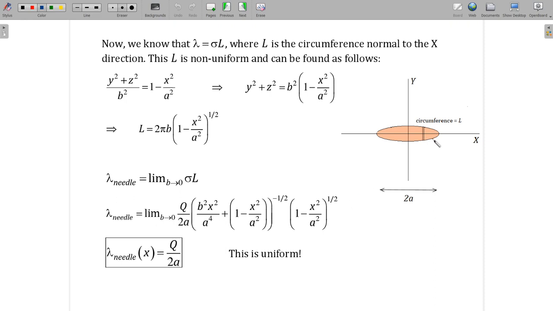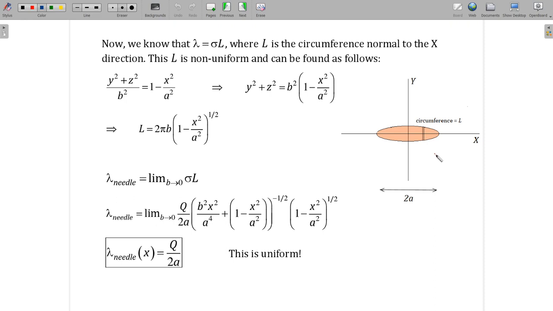And the charge per unit length is independent of y and z. It is very intuitive that the charge per unit length will be independent of y and z because of the symmetry, because it's a circle, and the circle has a symmetry. No point on the circle is any different from any other.